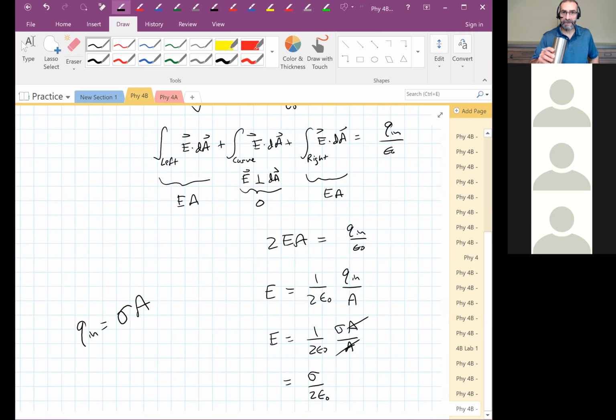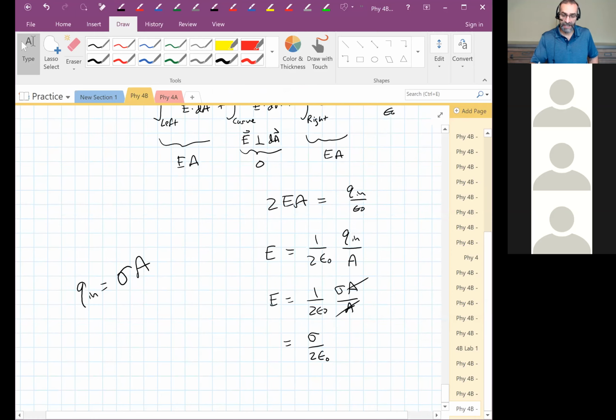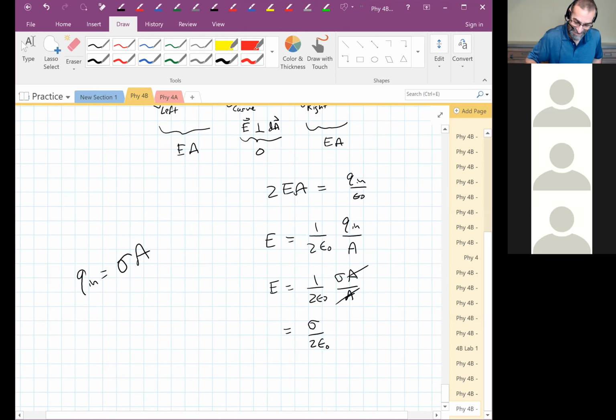Okay, anything surprise you about this? Where's the dependence on R? How far away we are from our sheet of charge? This is a constant. Sigma doesn't change, right? 2 is a constant, epsilon's a constant. Go ahead. Did you want to say something, Swift? No, I was just answering your question. Okay.